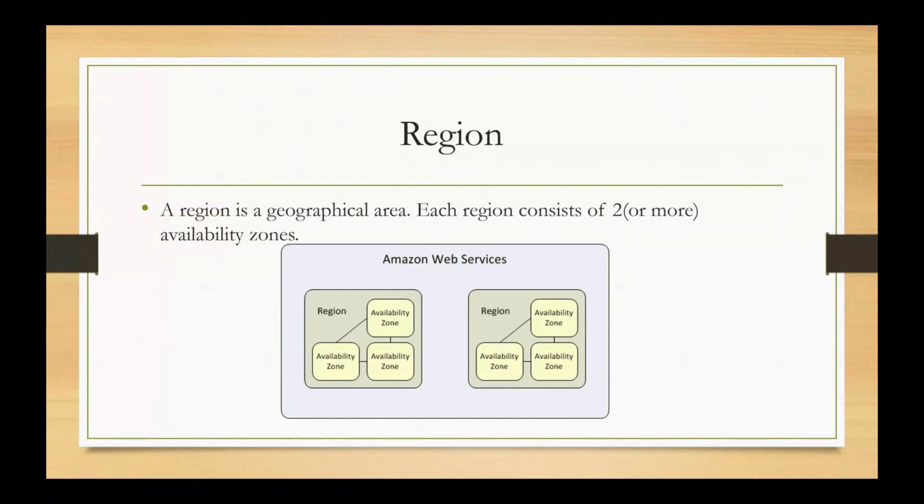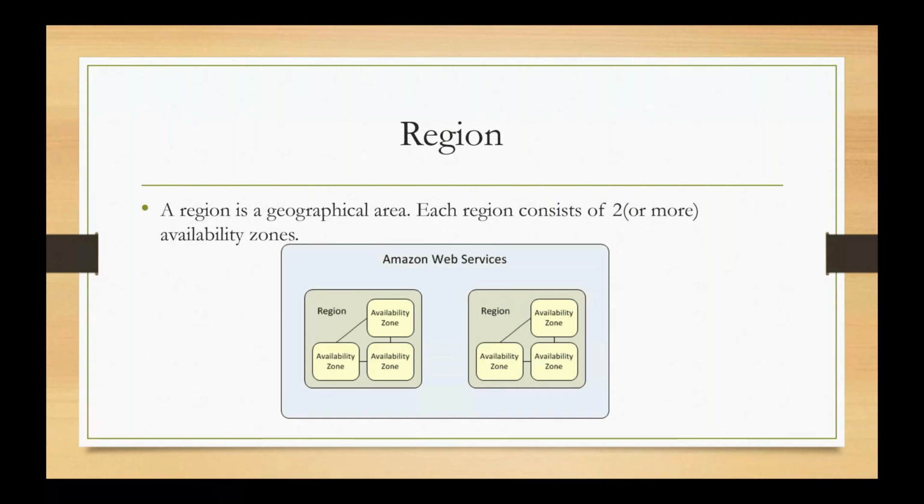A region consists of two or more availability zones. An availability zone is nothing but a data center. So a region is a geographical place, meaning the city where it's located, and it has two availability zones, which means two data centers. For example, A and B, like this they will be having.